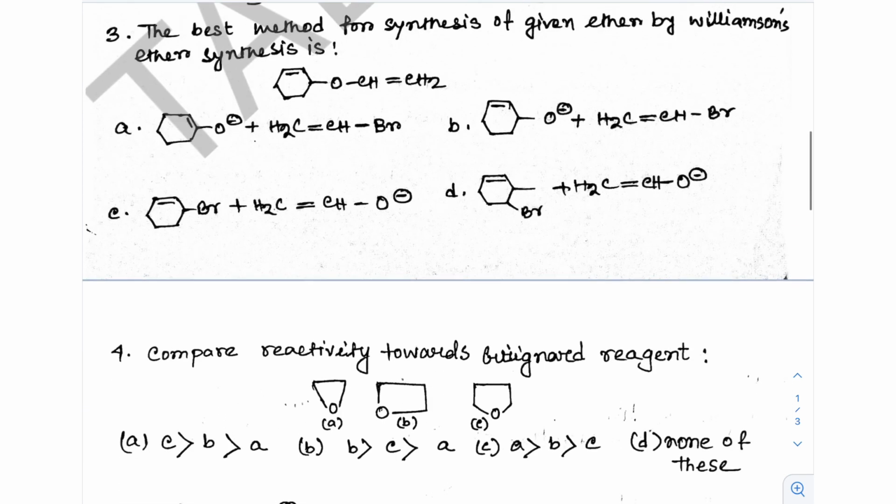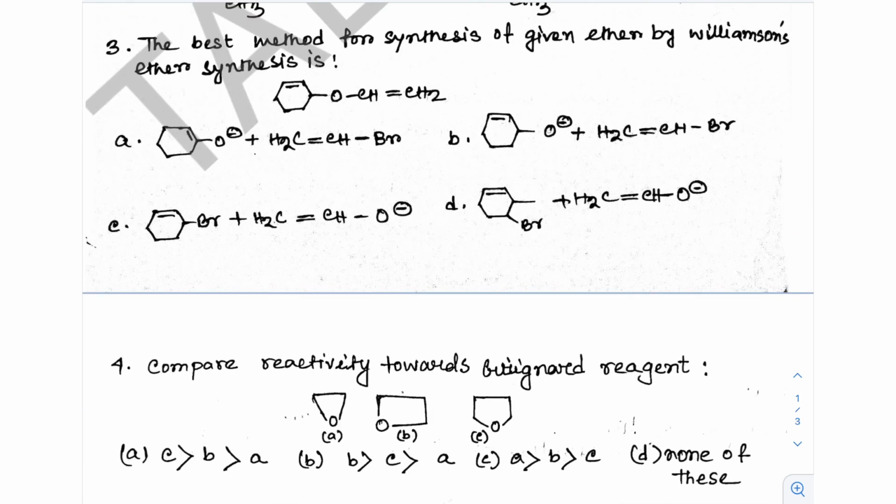Well, third question. The best method for synthesis of given ether by Williamson's ether synthesis is. So this is the given ether, and we have to synthesize that. So which will be considered as the best method? In Williamson synthesis, sodium alkoxide is being treated with the corresponding alkyl halide to give that ether. Here basically SN2 sort of mechanism occurs.